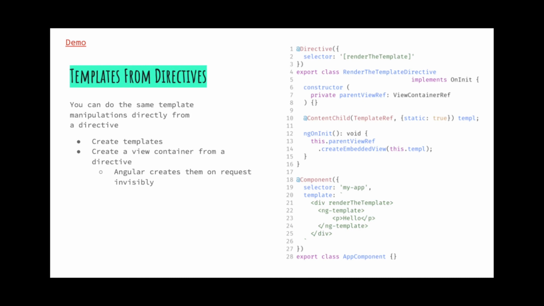View containers are able to be created kind of invisibly without having to use a view child, using the dependency injection system. Angular knows that you want to inject a template when you ask it for a view container, so it goes ahead and creates one under the hood.